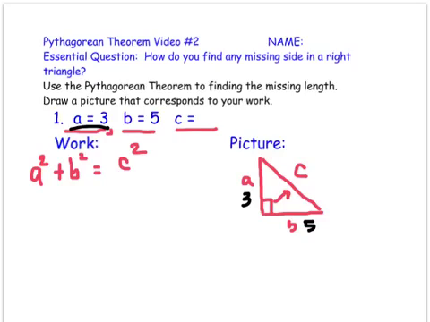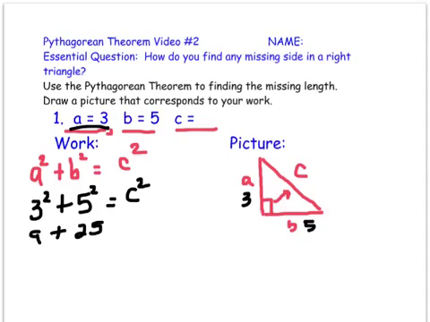Okay, so now I'm going to go ahead and fill in my numbers with what I have. So right here is A, so that's going to go right there. So I'm going to write 3 squared plus, what's my B? My B is 5, so that's going to go right there. 5 squared equals C squared. So 3 squared is 9 plus 25 equals C squared. Now when I add 9 plus 25, I get 34 equals C squared.